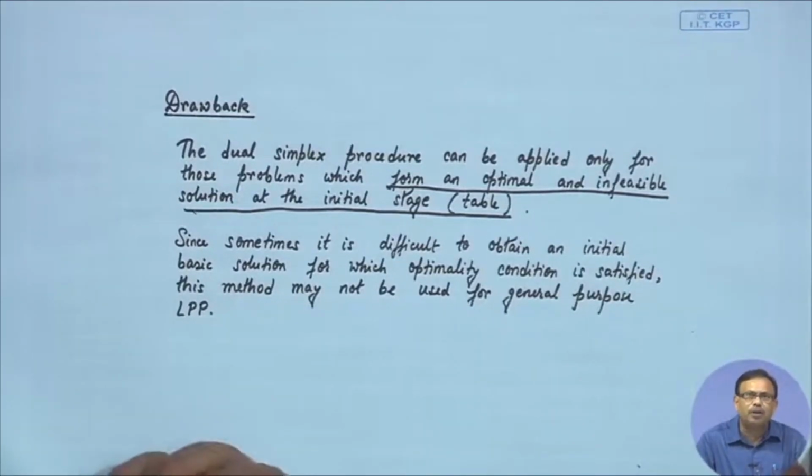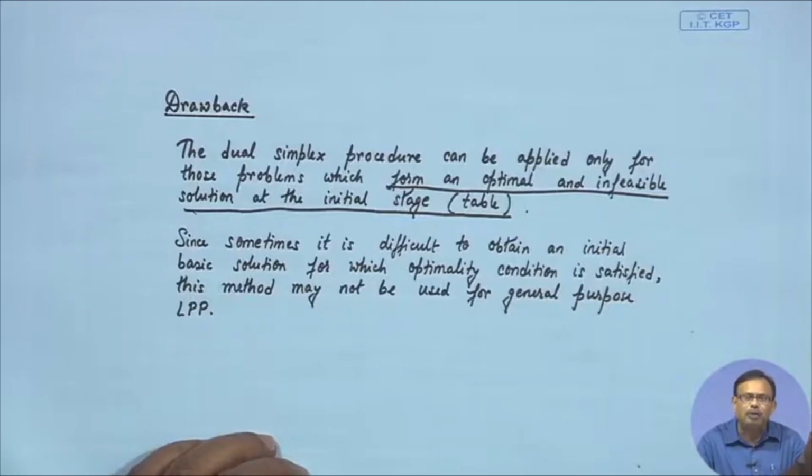dual simplex method. So, the initial table which we obtain must form an optimal solution, that is, the optimality condition has to be satisfied, but the solution will not be feasible, that is, the condition xb greater than or equal to 0 may not be satisfied. Since sometimes it may become difficult to obtain an initial basic solution for which the optimality condition is satisfied, this method may not be used for general purpose LPP.